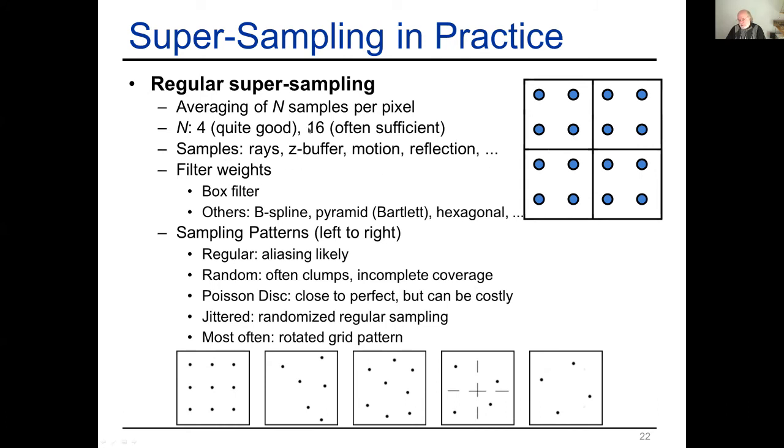With 4 samples, you typically get fairly good results already. 16 is often sufficient, but as we know, it will not be enough for very high frequencies, and we can have infinite frequencies, but it will remove a lot of the aliasing noise already. The box filter is the easy one, corresponding, as I just said, to averaging the samples within the pixel.